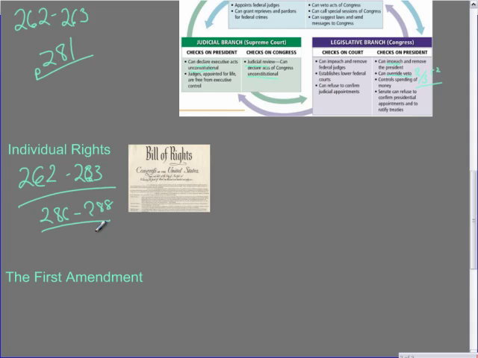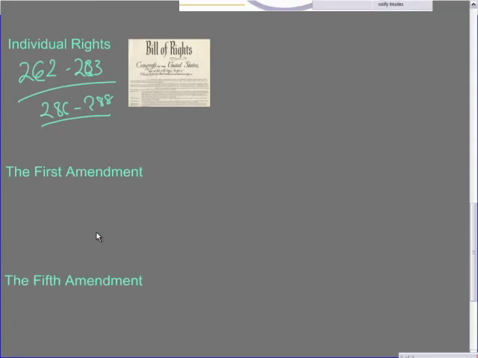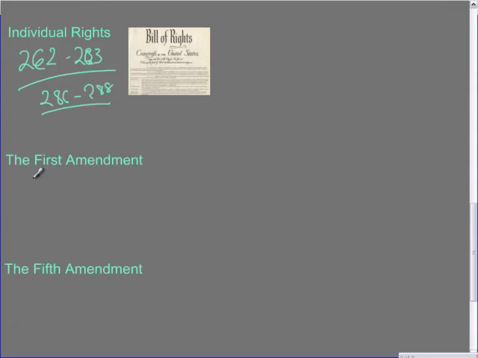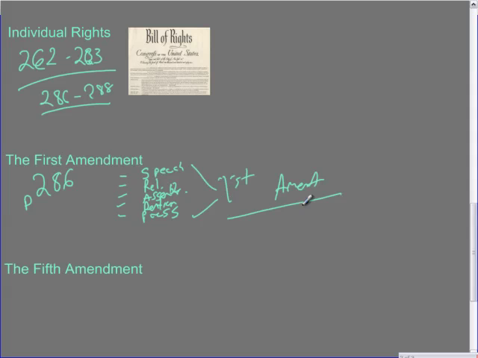What I would focus on is looking at these first 10 amendments and understanding what each one of them says. For example, if you look at the First Amendment on page 286, you are looking at these 5 basic freedoms: speech, religion, assembly, petition, and press. All of these things are included in the First Amendment. James Madison wants to make sure that everyone in the whole entire country is able to have access to these rights, and it's written down and it says, hey, the government can't take these things away from you. That's kind of what individual rights is all about.